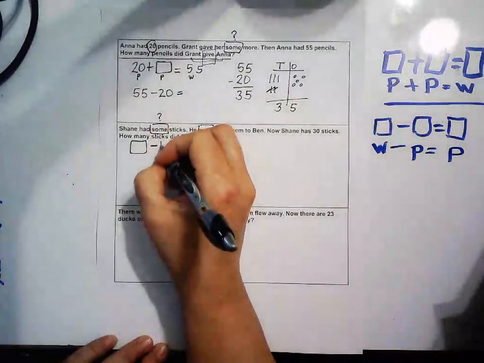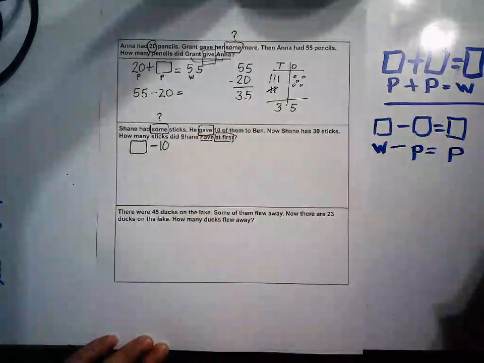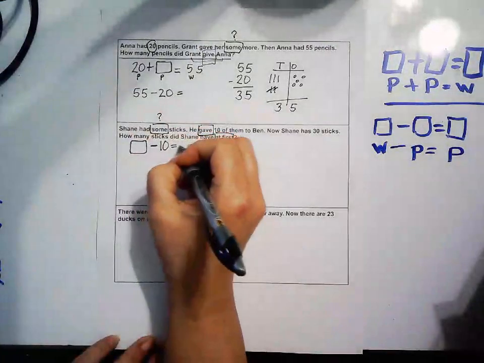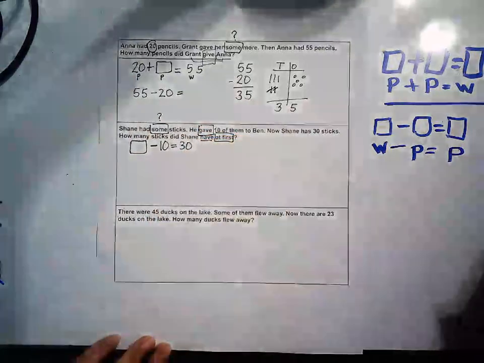How many did he give? He gave 10 of them to Ben. Okay. So now Shane has 30. Shane has 30 sticks.